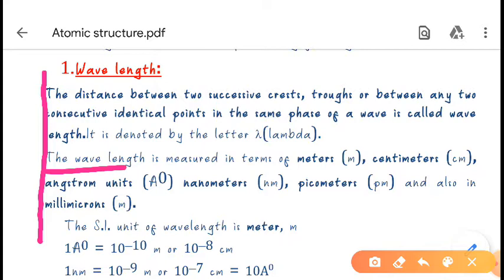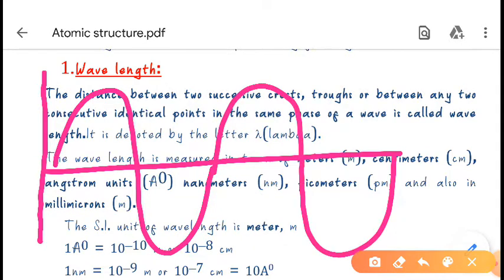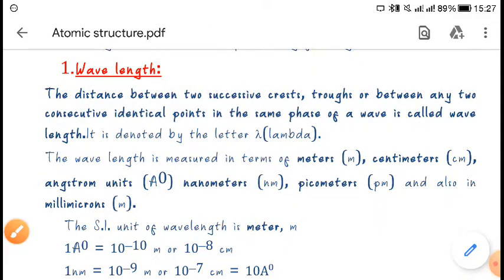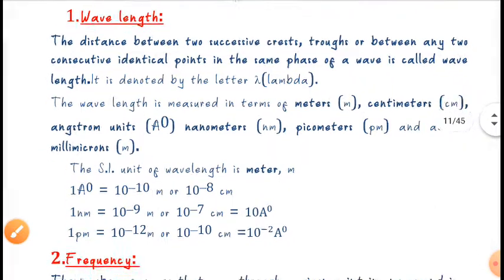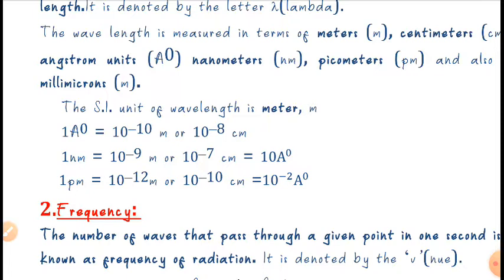Suppose one wave is like this, the next wave is like this, and the third wave is like this. So the length between this and this is our lambda, or you can say the length between this and this is our lambda. Okay, so this is the wavelength. I hope you have learned this in your junior classes 9, 10. The SI unit of wavelength is meter.